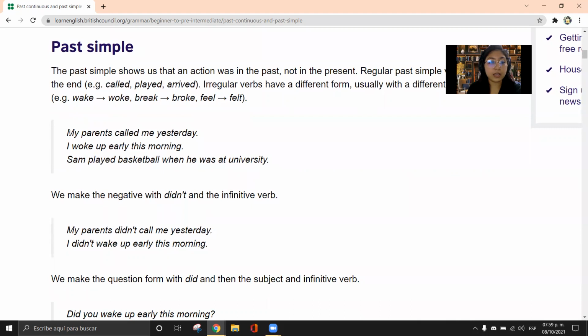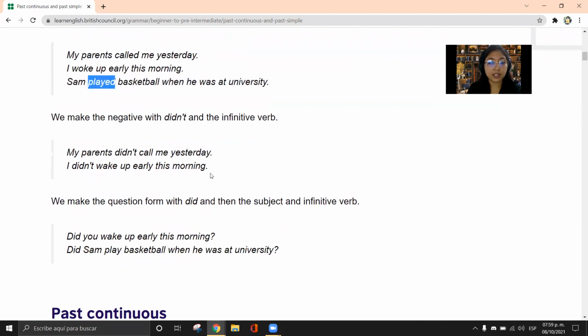Some examples could be, my parents called me yesterday. I woke up early this morning. Sam played basketball when he was at university. We can also make negative sentences using didn't and the infinitive or the base form of the verb.